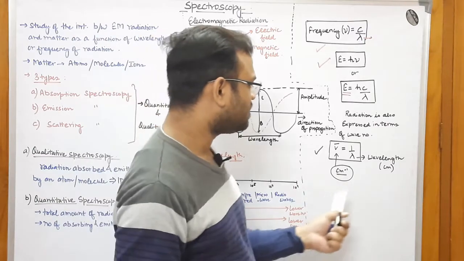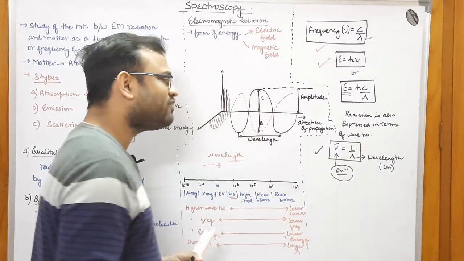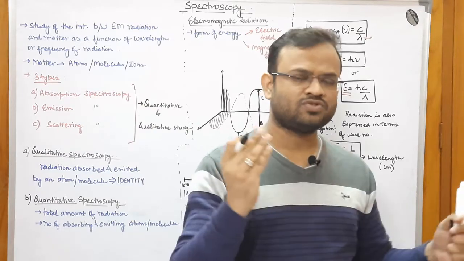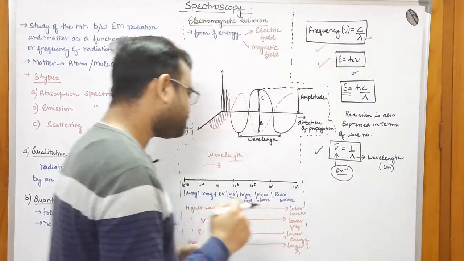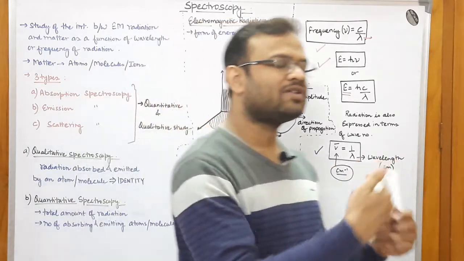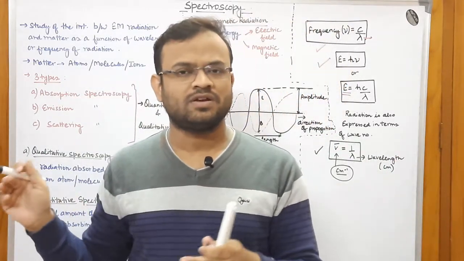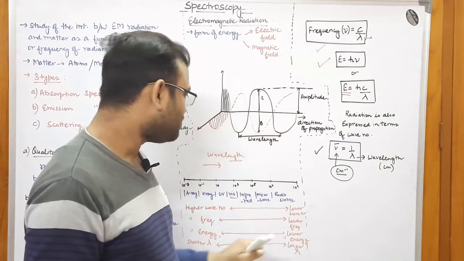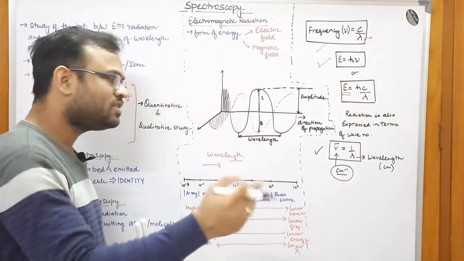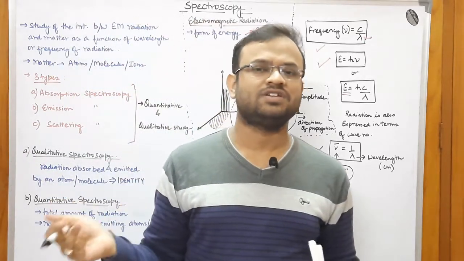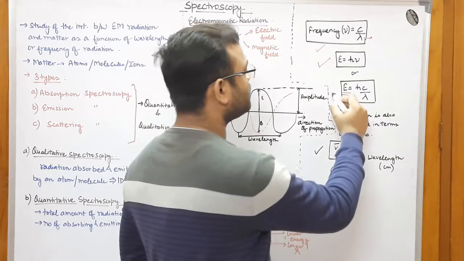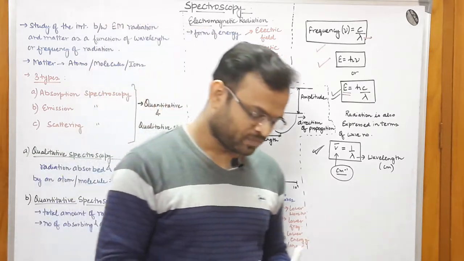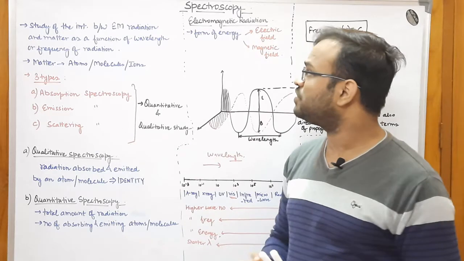Why do you use wave number instead? Let us understand this. Scientists want some parameter that increases with the energy, or is collinear with the energy. That means if the energy is increasing, the parameter should also increase, not the other way around. So that is why wave number came into being. Energy is inversely proportional to lambda, as you saw over here, and wave number is also proportional to 1 by lambda. That is why wave number came into being. I believe this would have been a useful concept for you for spectroscopy.